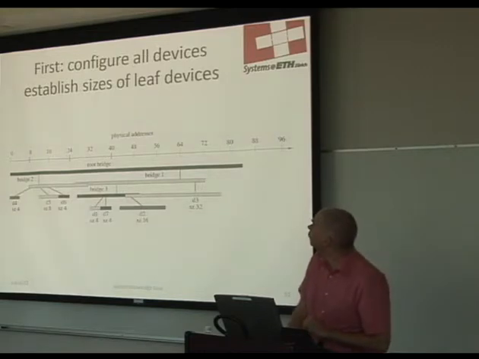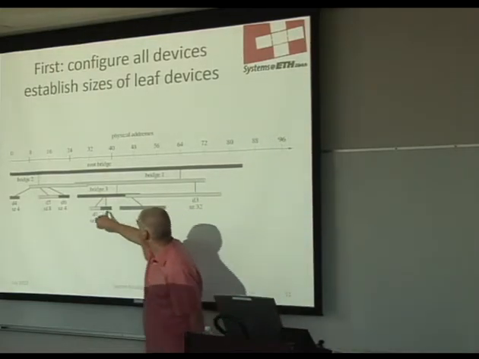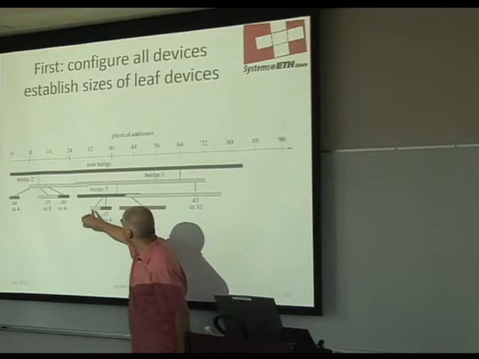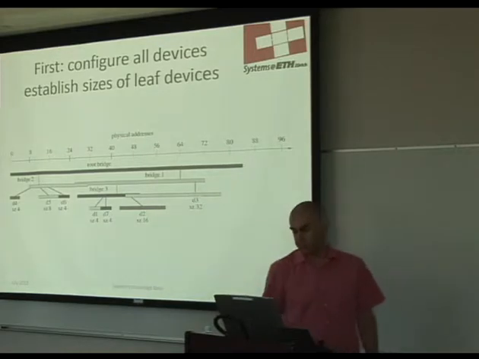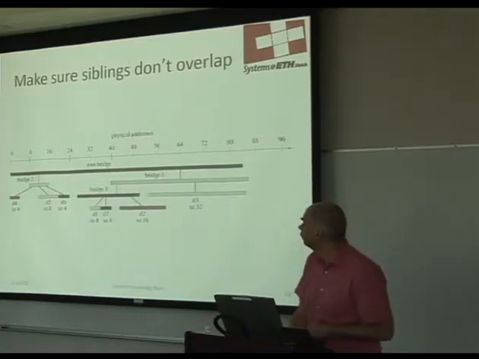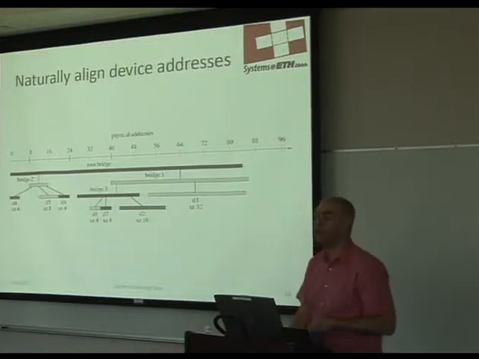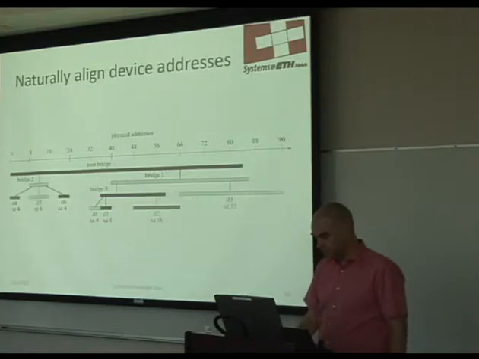First of all, you configure all the devices and establish the sizes of all the leaf devices, the particular devices that are not bridges. You need to work out how big they all are, so 4, 4, 16, 32, and so on. Make sure that siblings don't overlap. Obviously, you don't want devices underneath the same bridge to actually overlap, so you need to make sure that you program the ranges so that nothing is overlapping like this. Then you need to naturally align all the devices. You need to make sure that the addresses of all these devices occur on the right boundaries. So if it's a size 16, it's got to be at a boundary of 16. Okay? So maybe it looks like this.